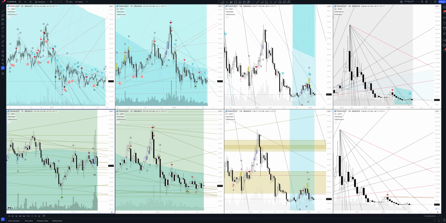Today we will take a look at Dash cryptocurrency. Let's analyze the market situation and find out how you can make money on it. Let's start.